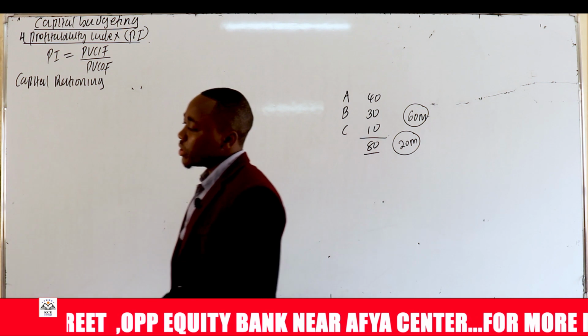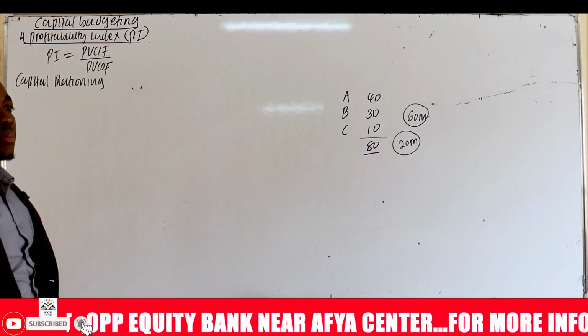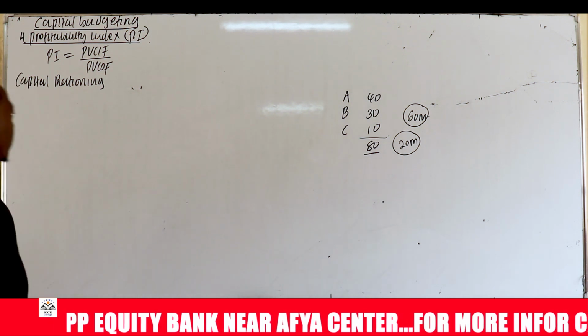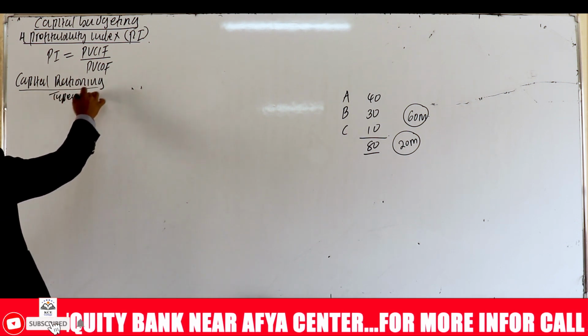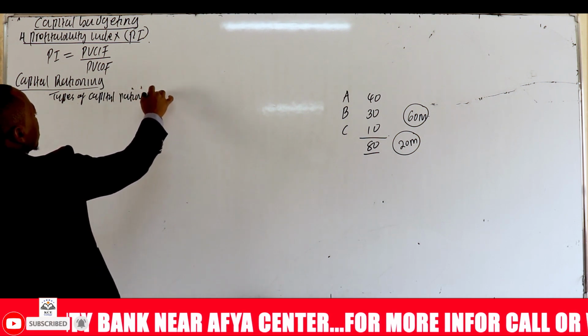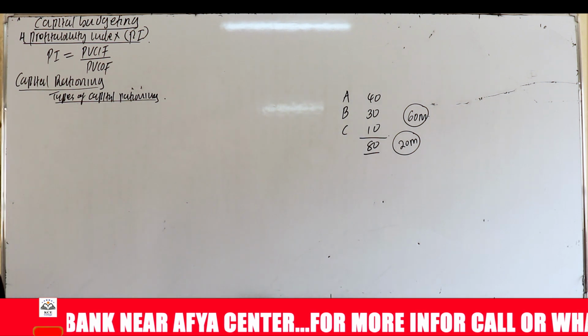Good. So capital rationing is the scarcity of investment fund to undertake all viable projects, and in that case, we cannot use the net present value. And we have two types of capital rationing. You don't have to write, we already have the notes, so it's well summarized in the notes.